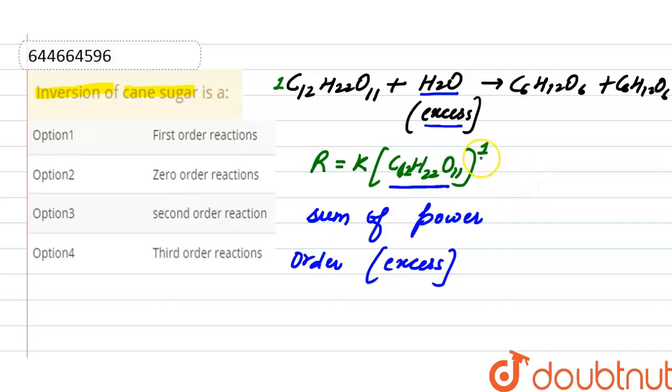That is why this is a first order reaction due to the excess amount of water present here, and that is why it is a first order reaction. And here this is also known as pseudo first order reaction. So the correct option here is option first.